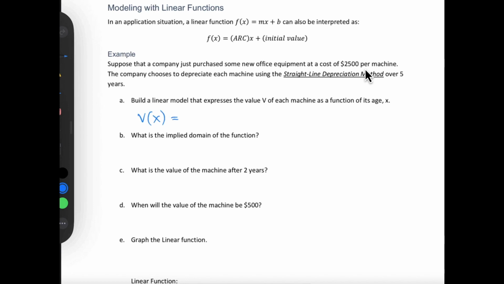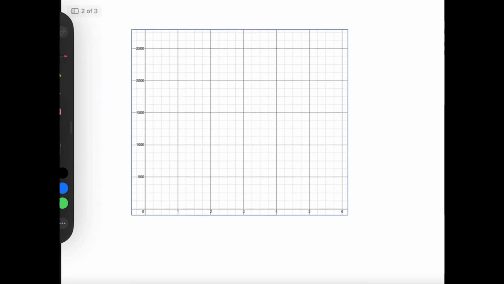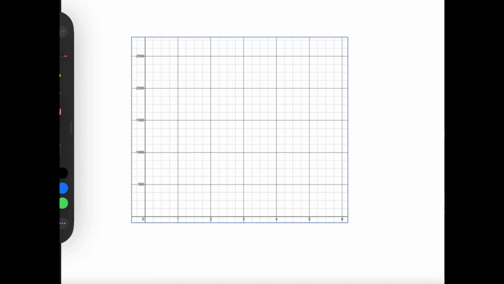Now we are interested in determining how quickly the value is changing, but also the initial value. And the initial value of this machine is given to us in the problem: the cost of the equipment was $2,500, so that was the value initially. When we talk about the initial value, that's also considered to be when the amount of time is equal to 0. And so knowing that time is equal to 0 corresponds to a value of 2,500, we can actually come down here and plot a point on our linear function.